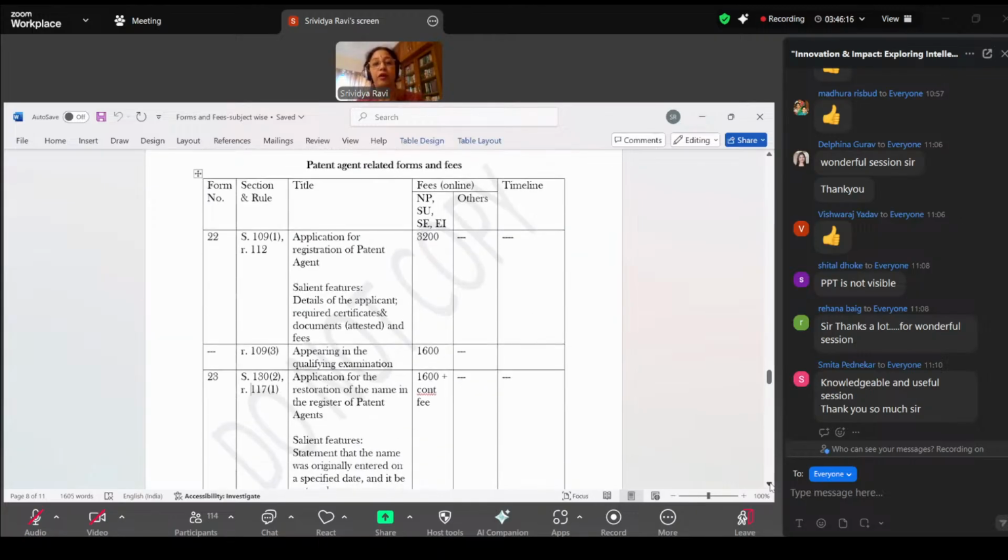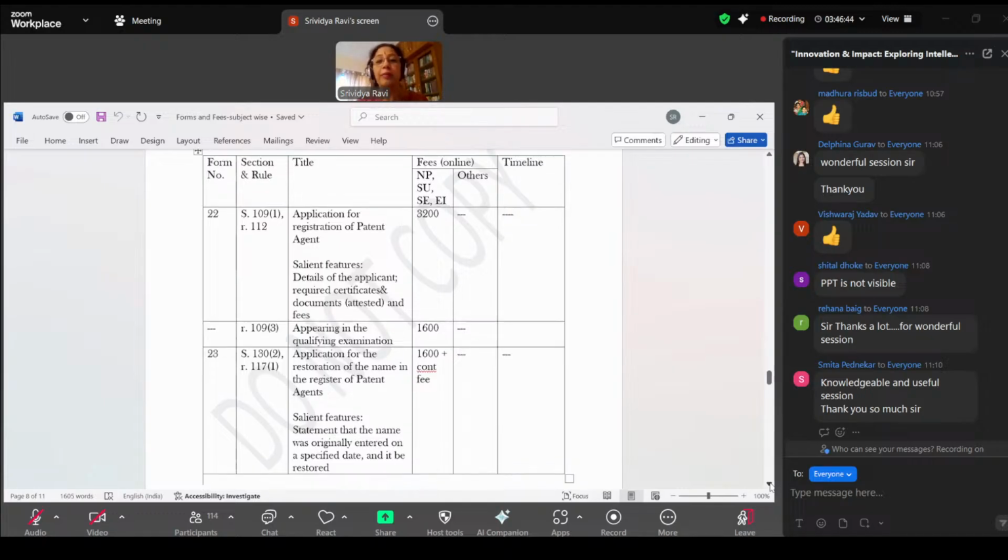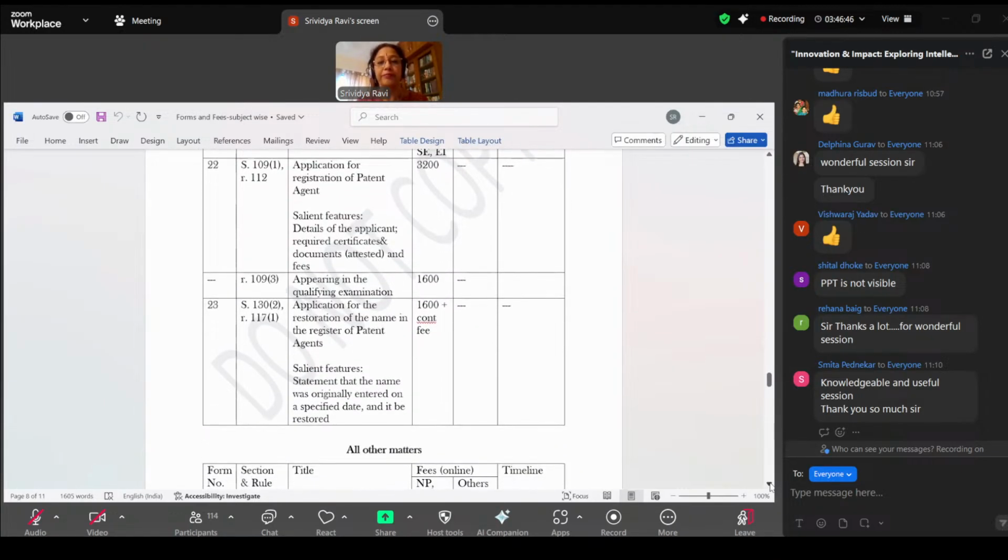The next set of forms are with regard to patent agent. Okay, so the application for registration of a patent agent. If you pass the exam, you apply under Form 22 and get yourself registered. For appearing of the exam, there is a fee, but there is no form there. It's a simple application made to the patent office. And if your name has been cut off from the patent agent register because you did not pay the maintenance fee of a patent agent register, then you can get it restored by applying in Form 23.